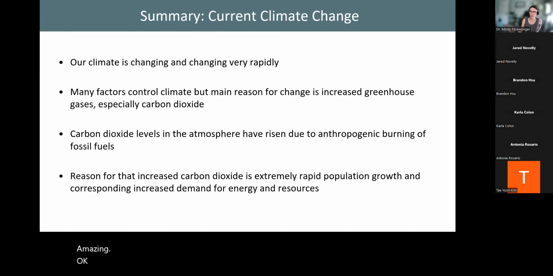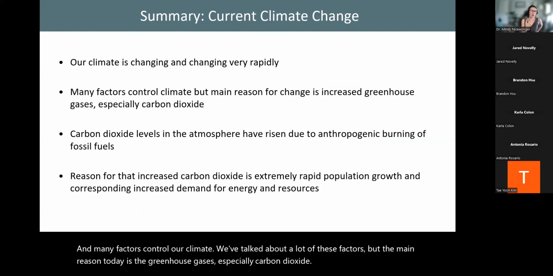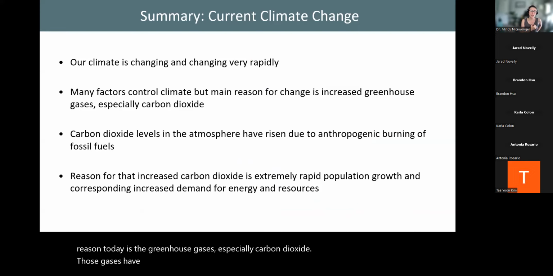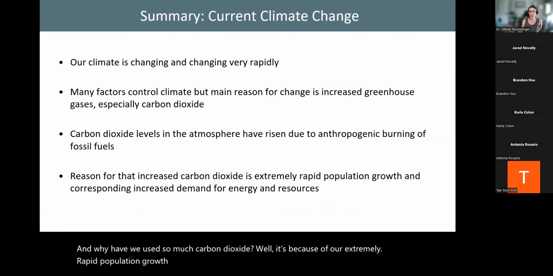Okay, so just to summarize, our climate is changing rapidly, and many factors control our climate. We've talked about a lot of these factors, but the main reason today is the greenhouse gases, especially carbon dioxide. Those gases have increased in our atmosphere due to the anthropogenic, or human, burning of fossil fuels. And why have we used so much carbon dioxide? Well, it's because of our extremely rapid population growth and our corresponding increase in demand for energy and resources.